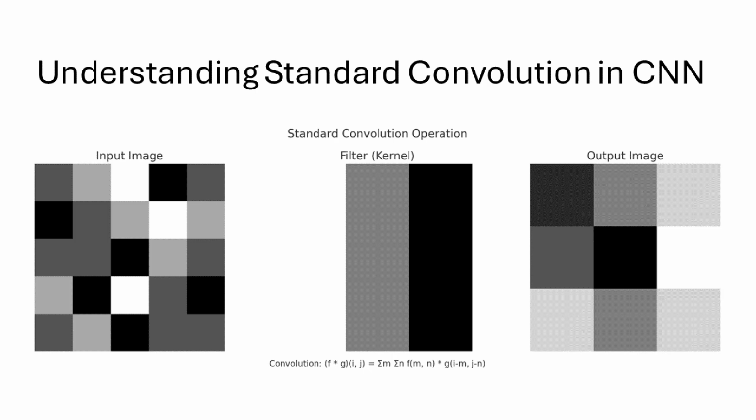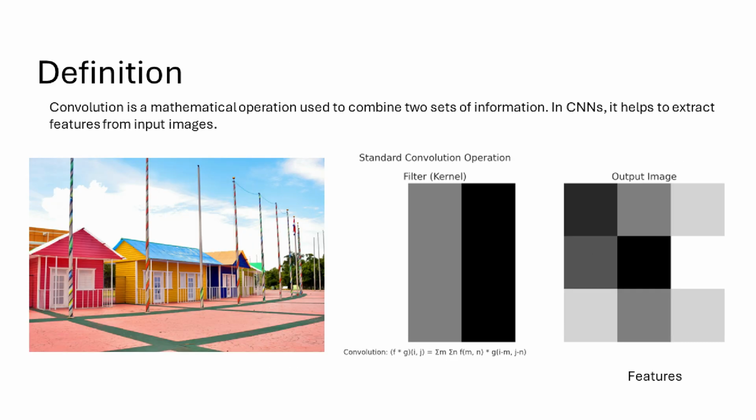In this video, we will learn about standard convolution operations in convolutional neural networks. What is convolution? Convolution is a mathematical operation used to combine two sets of information. In CNN, it helps to extract features from input images.